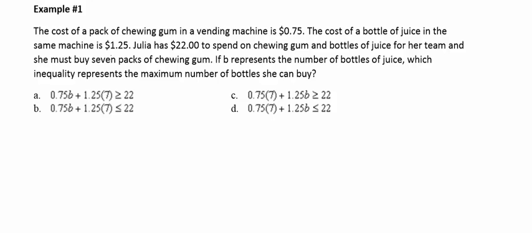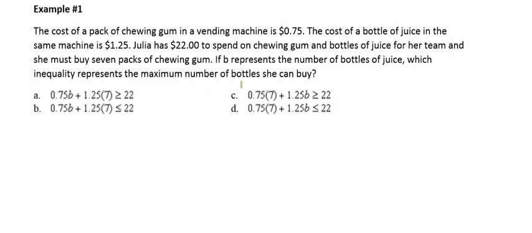The first example says, the cost of a pack of chewing gum in a vending machine is 75 cents. The cost of a bottle of juice in the same machine is $1.25. Julia has $22 to spend on chewing gum and bottles of juice for her team, and she must buy 7 packs of chewing gum. So if B represents the number of bottles of juice, which inequality represents the maximum number of bottles that she can buy?